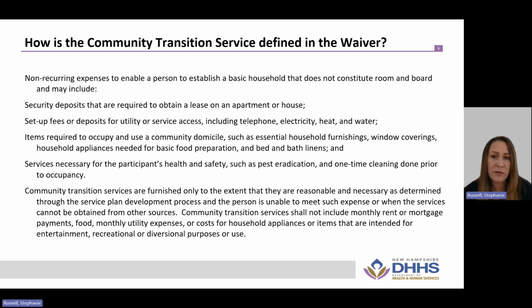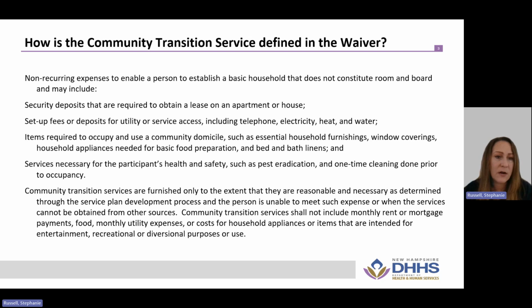Within the CFI waiver, the service definition is more detailed and highlights the options for this service to be implemented. It's important to note that the service can be used for when people are transitioning from a residential setting or an assisted living setting and can be used multiple times throughout the year as needed.